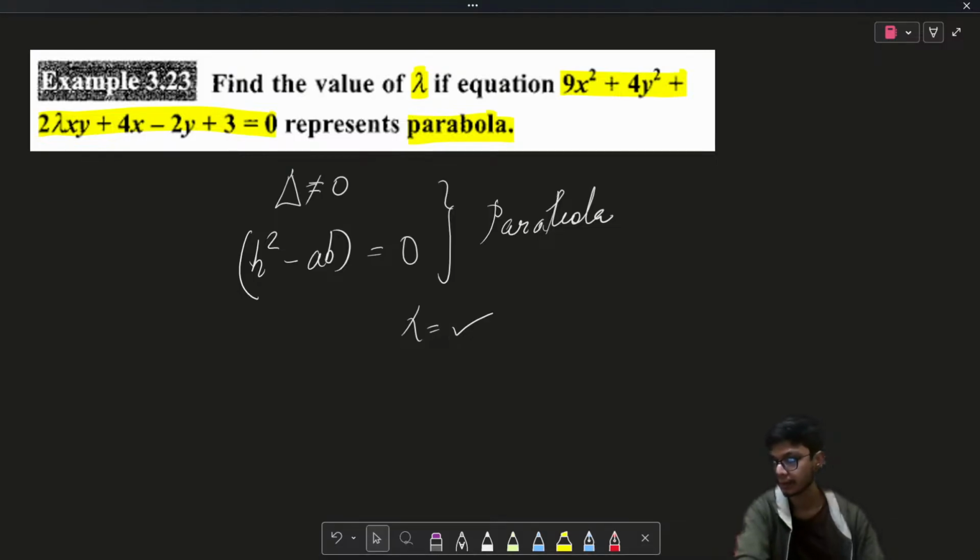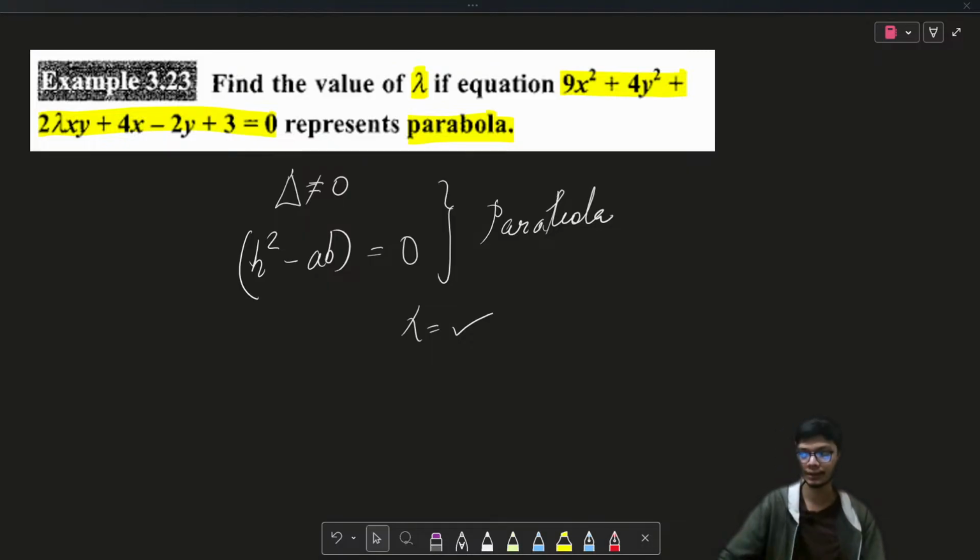Find that the determinant delta should not be equal to 0, and secondly, that h square minus ab should be equal to 0. These are the conditions which represent a parabola. This is a simple question, so please try to do this and let me know in the live chat what value of lambda you are getting.